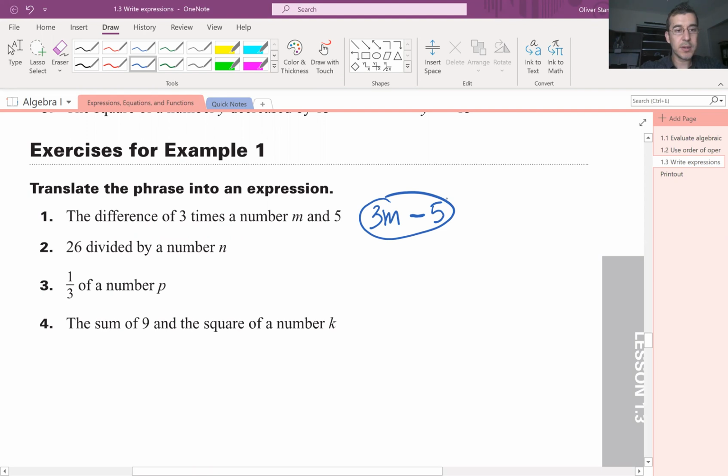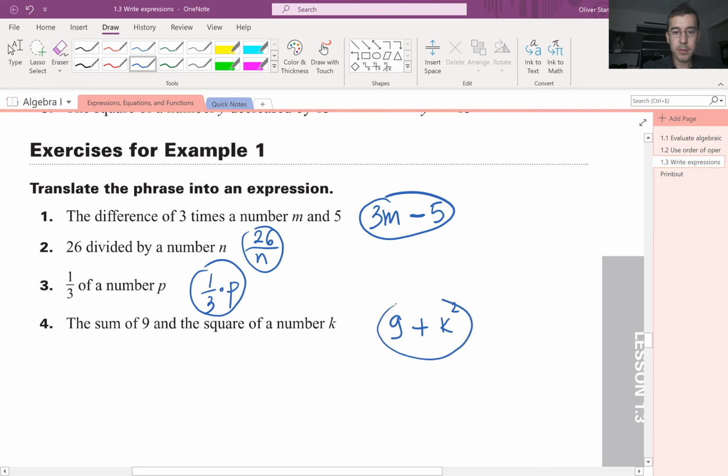Next one is 26 divided by n. That's the expression for 2. Number 3 is 1/3 of a number p. So of means product, times p. That's the expression for 3. Number 4, the sum of, so plus, sum of 9 and the square of k, k squared. Okay, so that was 4.